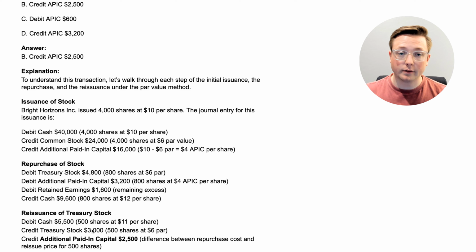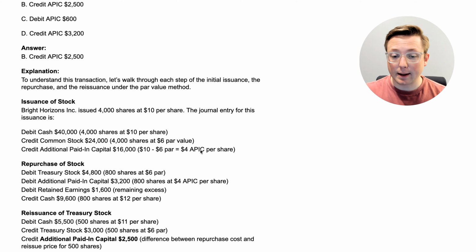So remember, with all of this, I think this is the easiest thing to remember. When you see par value method, remember that treasury stock is always recorded at the par value. Whether you are debiting treasury stock from the repurchase or you're crediting treasury stock from the reissuance, you do it at the par value. So 500 shares at the $6 par value is $3,000 of treasury stock that's being credited. And then you know that there is a difference between $5,500 and $3,000, and that is the additional paid in capital of $2,500.